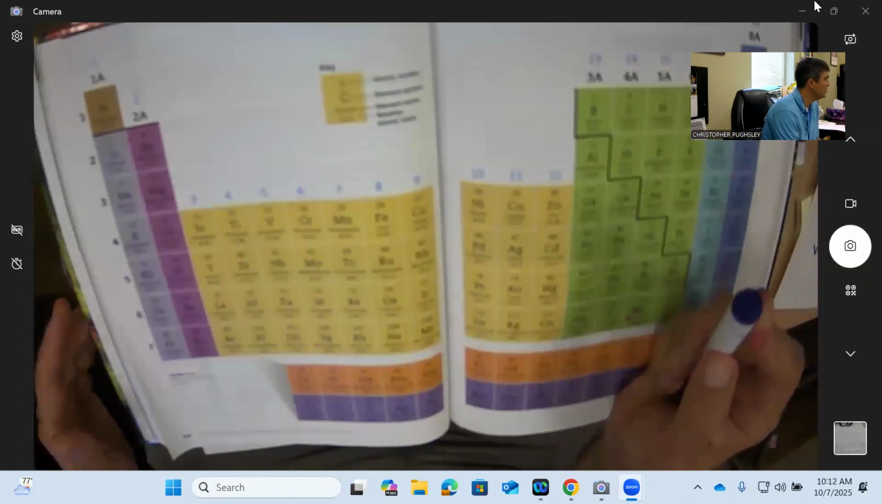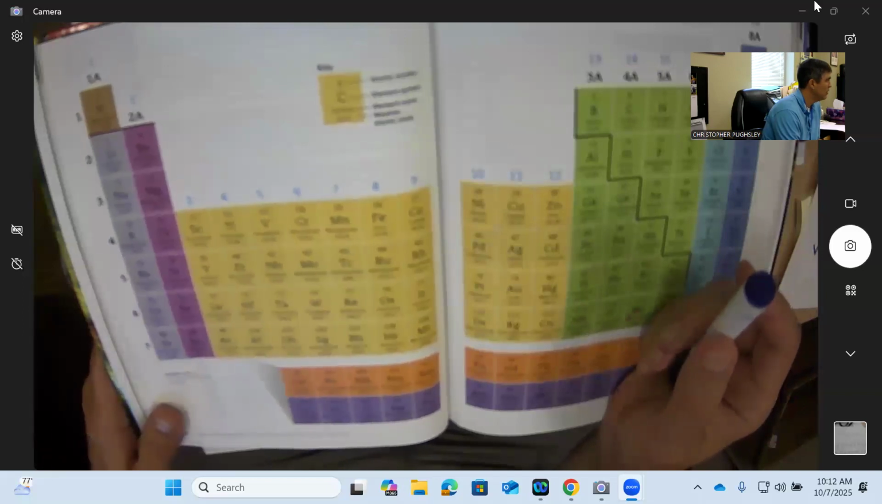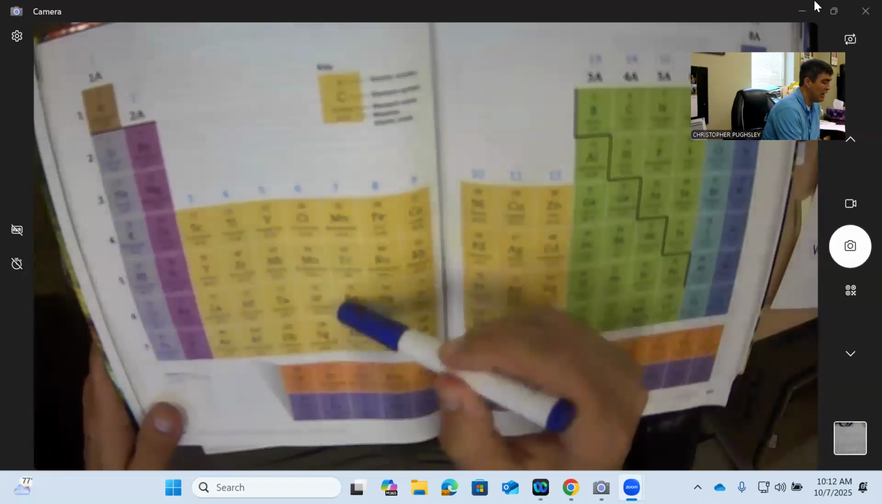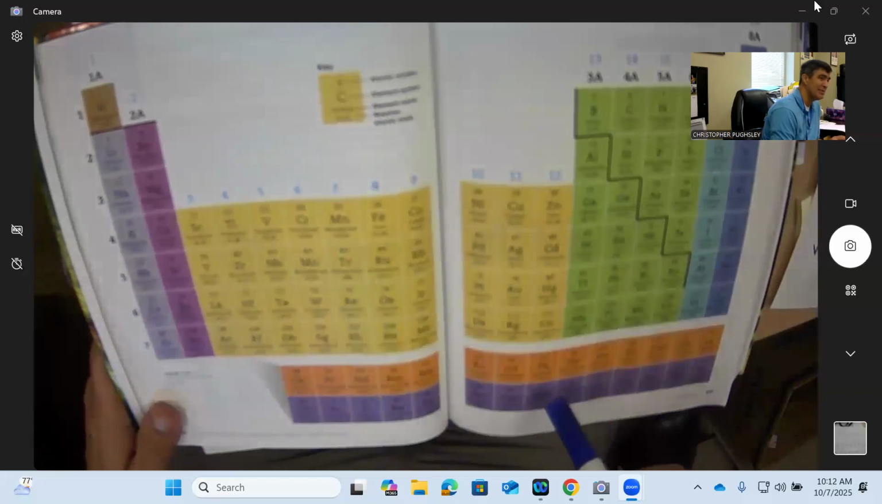Ellie, you had a question? Yeah, these are all the ones in yellow, and it's actually going to do something similar in F, but I wouldn't test you on that.